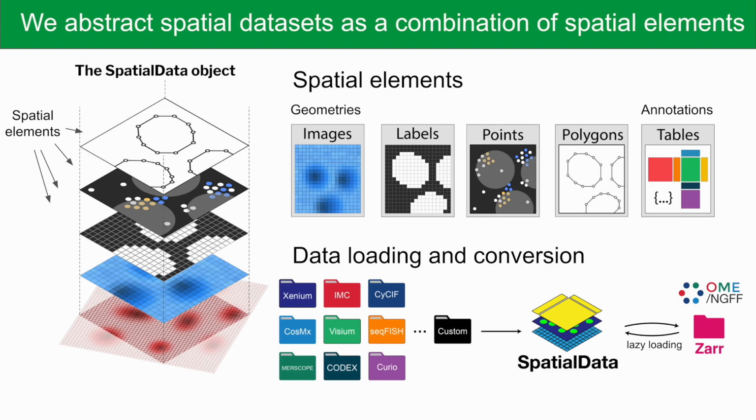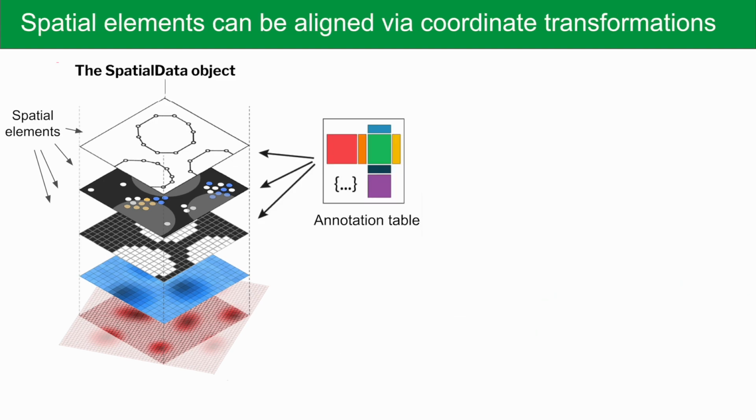Finally, when reading the data, we represent the data in a lazy way. This means that even if there are datasets that are very big on disk, we can still represent them in memory and operate on them even in a standard computational environment. As I mentioned, the tables can annotate any number of geometries, and we can represent them on disk.